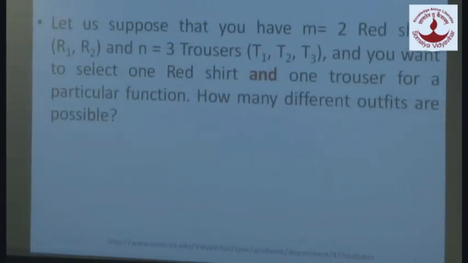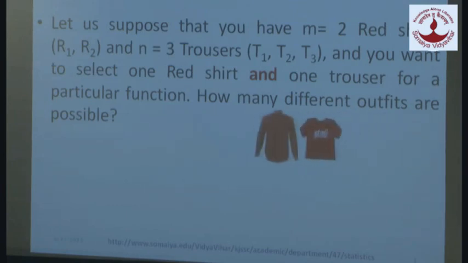Again we have two red shirts R1 and R2 and three trousers T1, T2, T3, and you want to select one red shirt and one trouser. That is the difference between the previous case and this case. In the previous case we used the word "or"; in this case we are using the word "and". One trouser for a particular function, how many different outfits are possible? Okay, so this is the case.